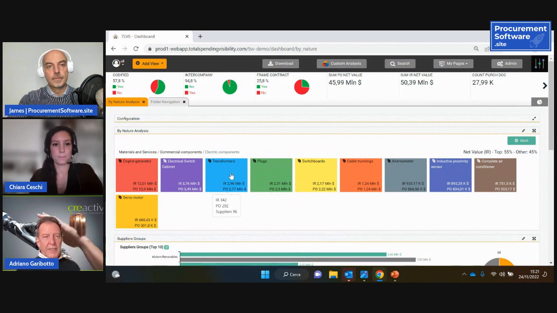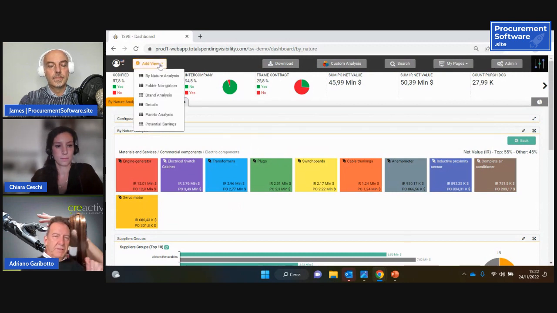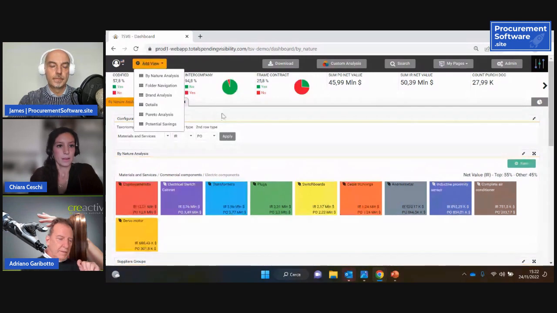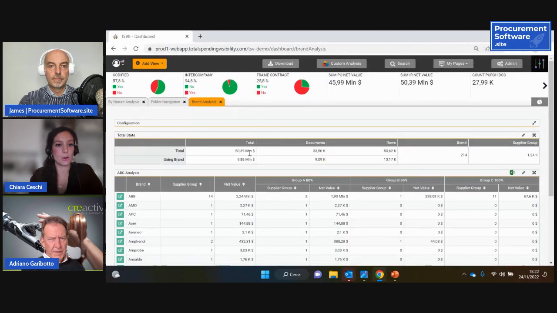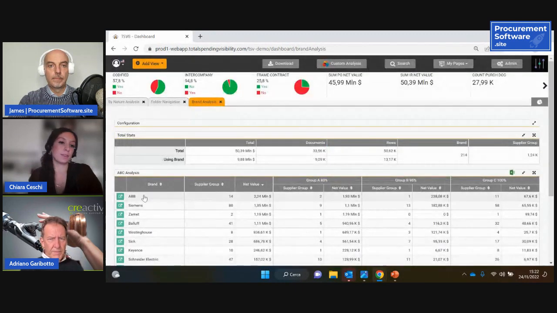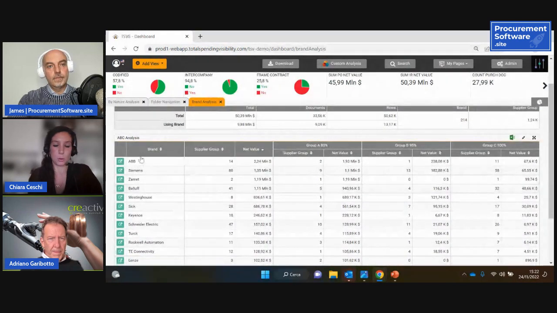For example, I could be curious to know how many brands of producer I'm buying from these categories. Yep. So in this case, we can go into the brand analysis, which is the list of the brands that are included in this data perimeter. So we are always under the electric components area, for example. And in this case, we can order the analysis by value, so we can see where most of the money is.